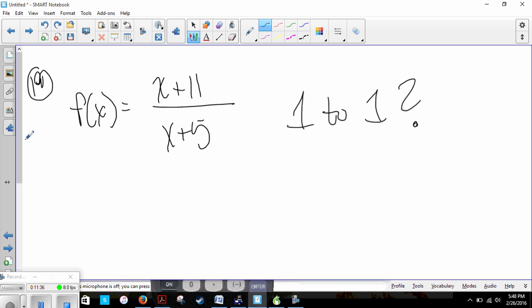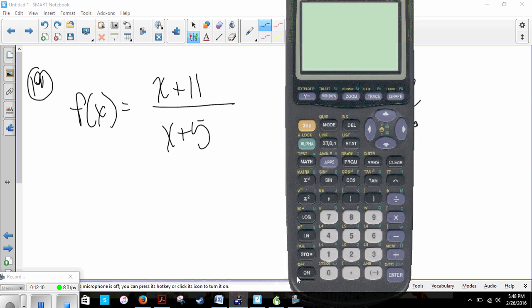Number 19, is f of x a one-to-one function? The function that we're looking at is (x + 11)/(x + 5). How do you know it's a one-to-one? You're a one-to-one function if your f of x is a function and also your inverse is a function. Now, this is going to be a little bit messy if you wanted to find this by hand, where you swap the x's with the y's. But what we could do is use our calculator to help us out.